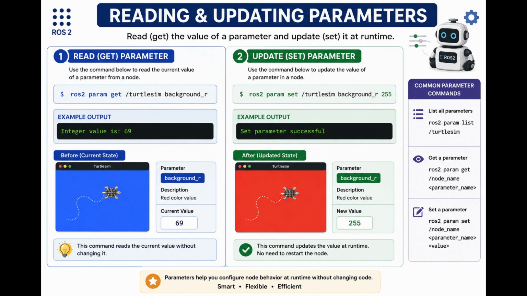One of the most powerful features of ROS2 parameters is that we can often change them while the node is running. There is no need to stop the node, modify the code, rebuild the package, or restart the application. As soon as the parameter is updated, the node can immediately use the new value. This makes parameters extremely useful for tuning robot behavior during development and testing. For example, we can adjust robot speed, sensor sensitivity, navigation settings, or camera parameters in real time without changing the source code.